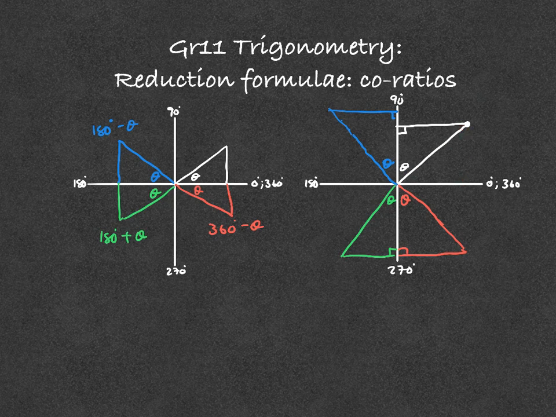Now what's happening is we're going to draw a triangle differently. We're looking at the co-ratio, in other words, the 90 degrees minus the theta. So in the first quadrant, we're going to look at what happens with 90 degrees minus theta. And in the second quadrant, we're going to look at what's going to happen to 90 degrees plus theta. In the third quadrant, 270 degrees minus theta. And in the fourth quadrant, 270 degrees plus theta.